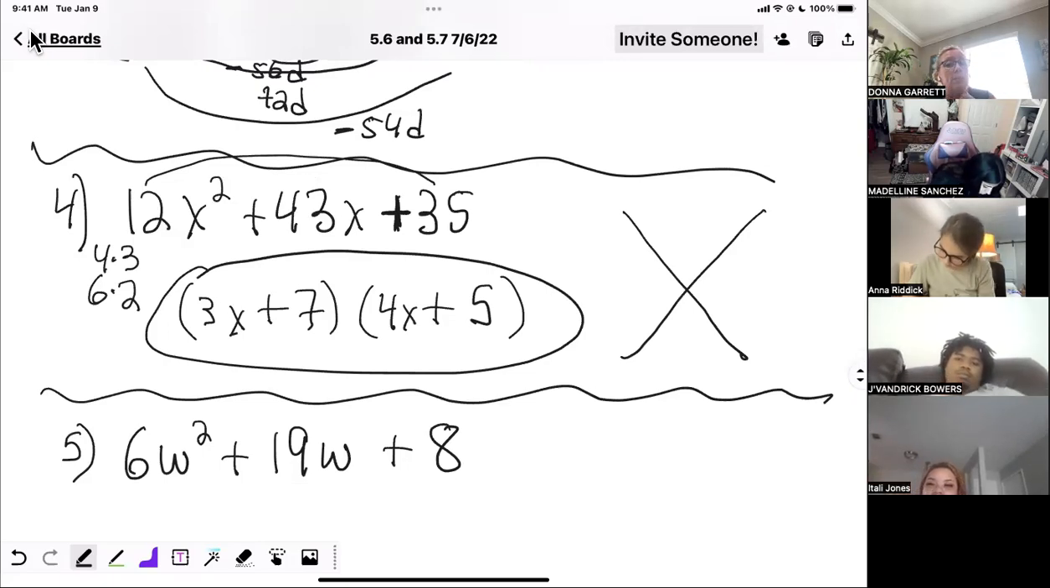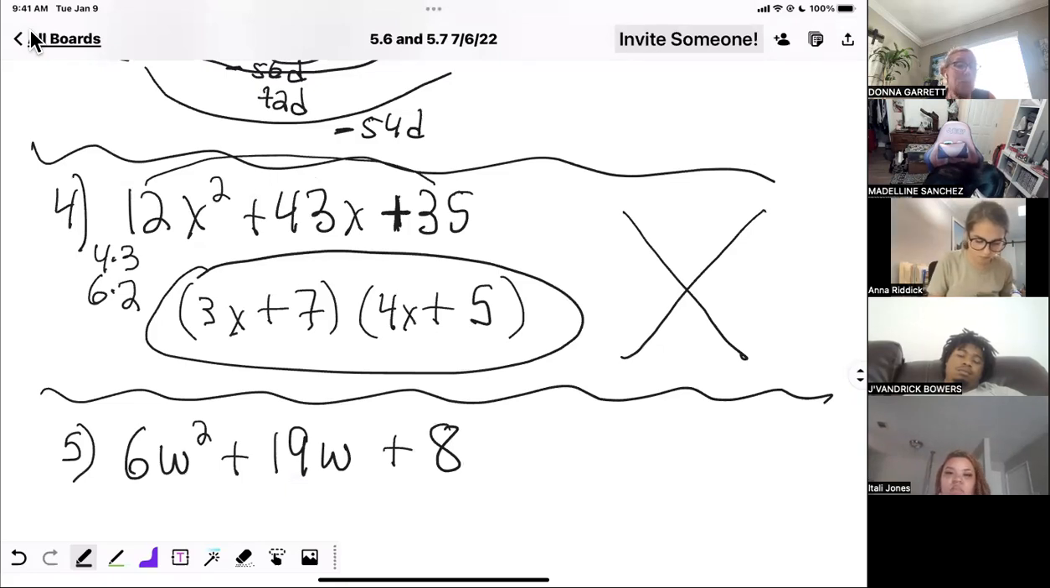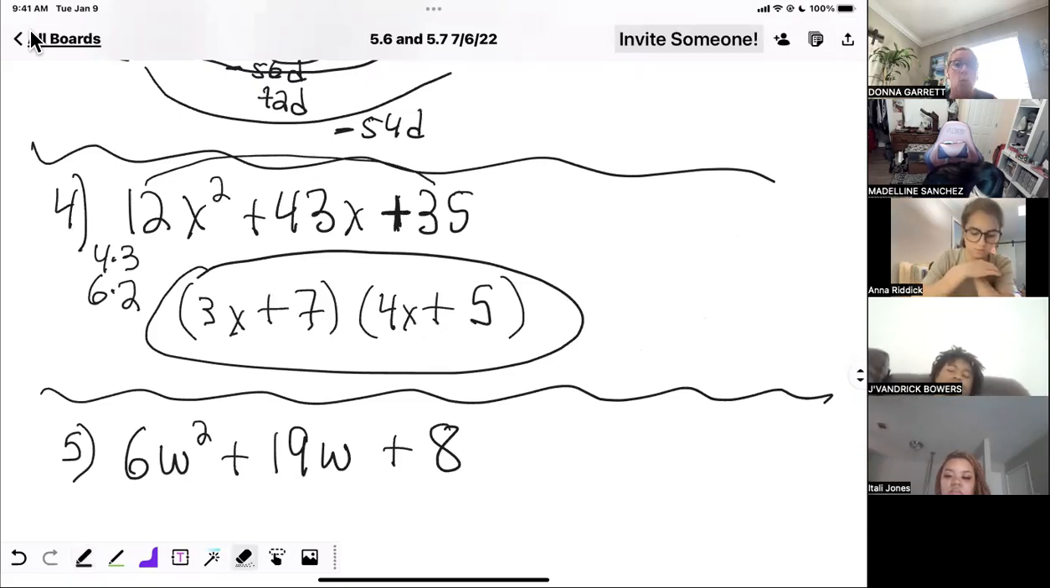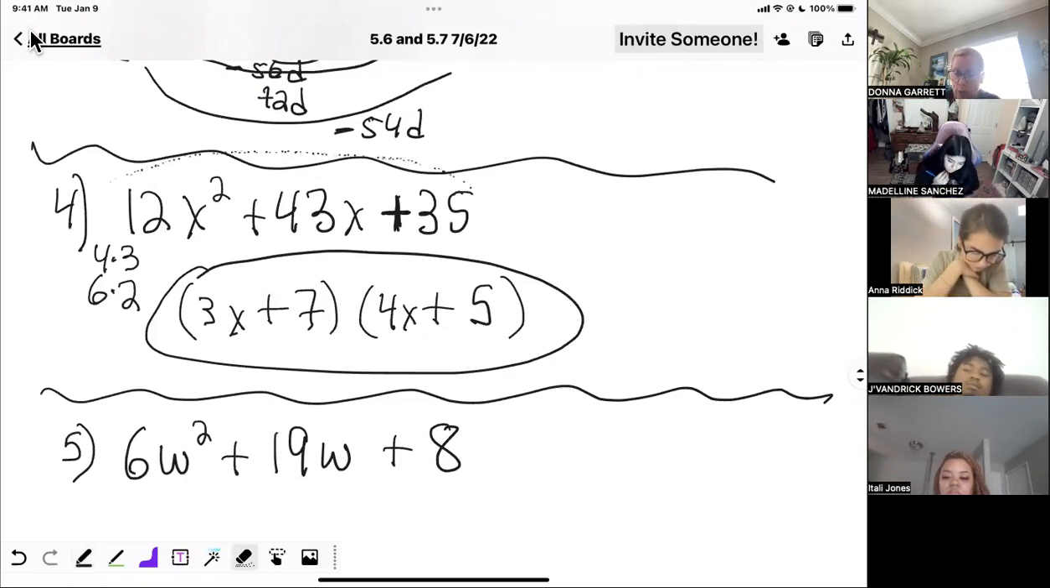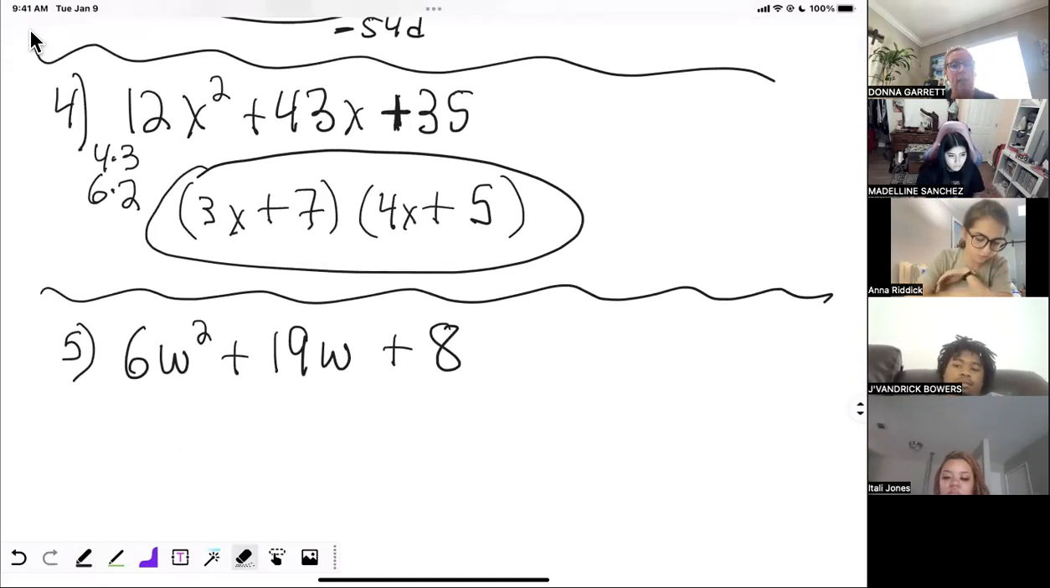That's why I don't like doing these special methods, because they don't always work. 35 times 12 is huge. I don't know if we could figure out 35 times 12 and how to break it down. 48 is not so bad, but when you get to bigger numbers, these special ways to factor don't work. This will always work if you learn how to do it and get more comfortable with it. That's why I stay with it.